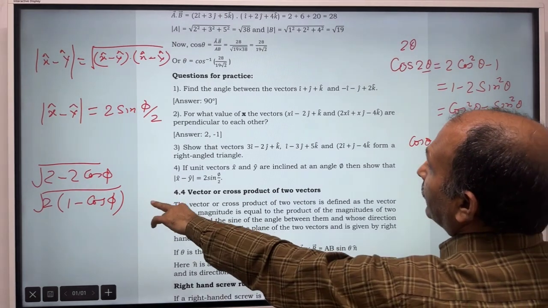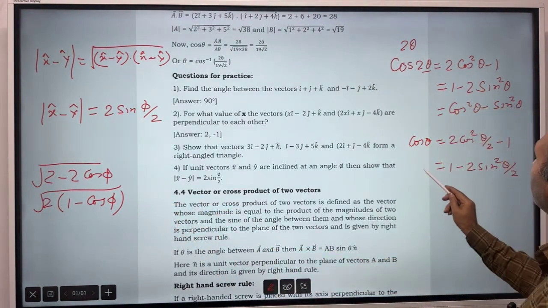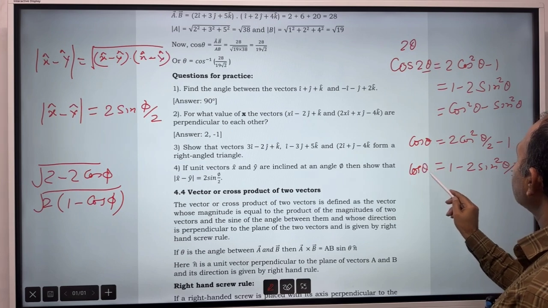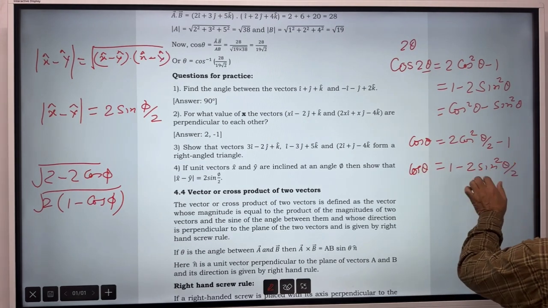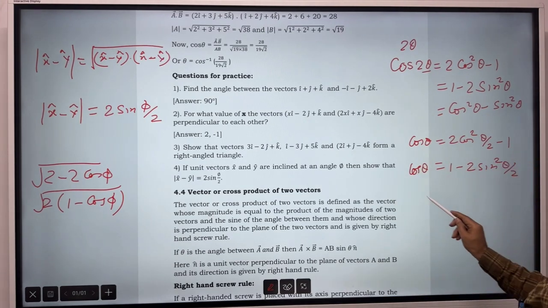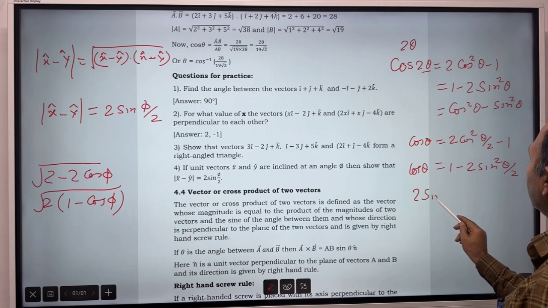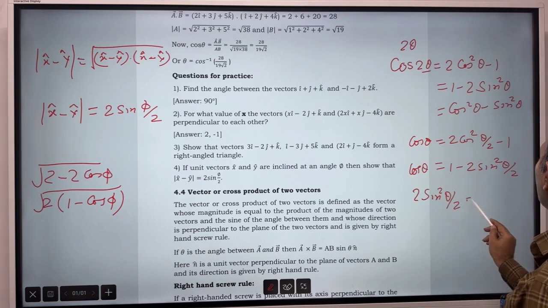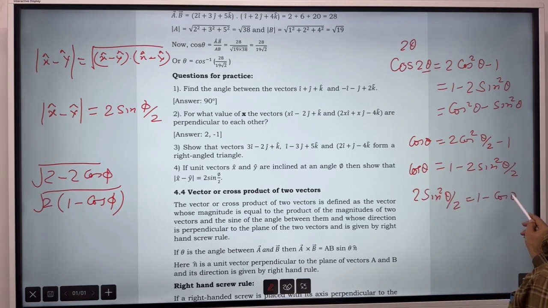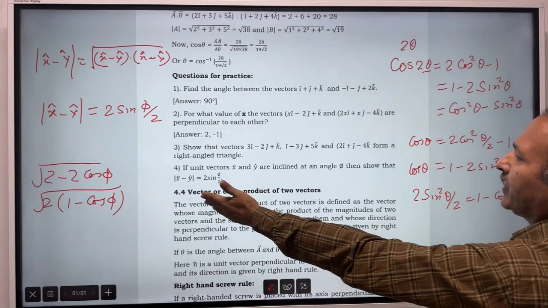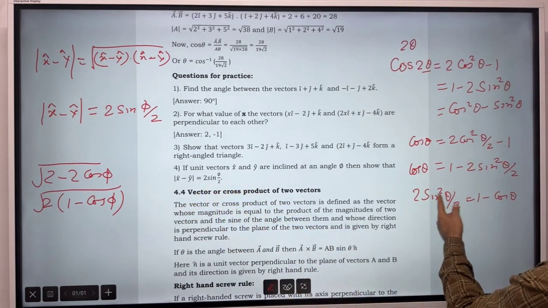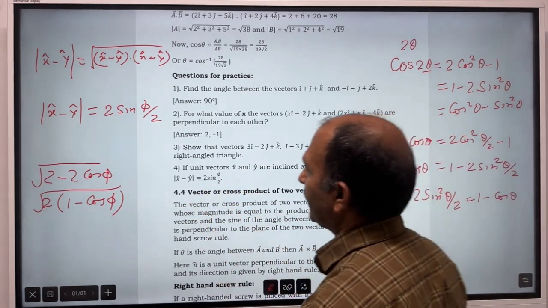So here we need 1 minus cos phi. So we can do one thing. Cos theta we can shift to RHS and 2 sine square theta by 2 to LHS. So we get 2 sine square theta by 2 equal to 1 minus cos theta. In our question it is 1 minus cos phi. So we can write 2 sine square phi by 2 in place of that.